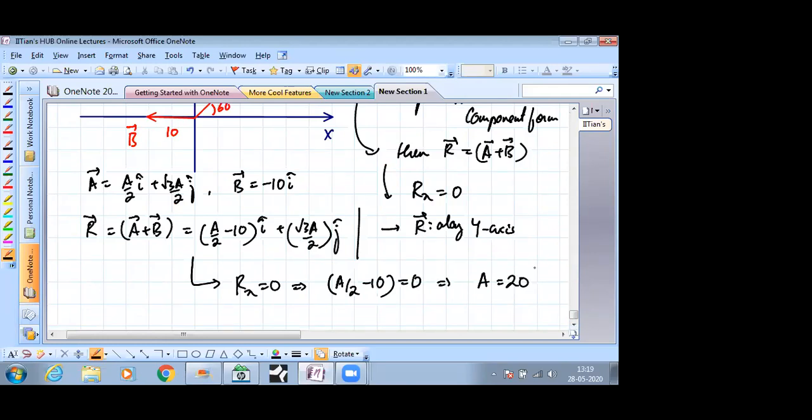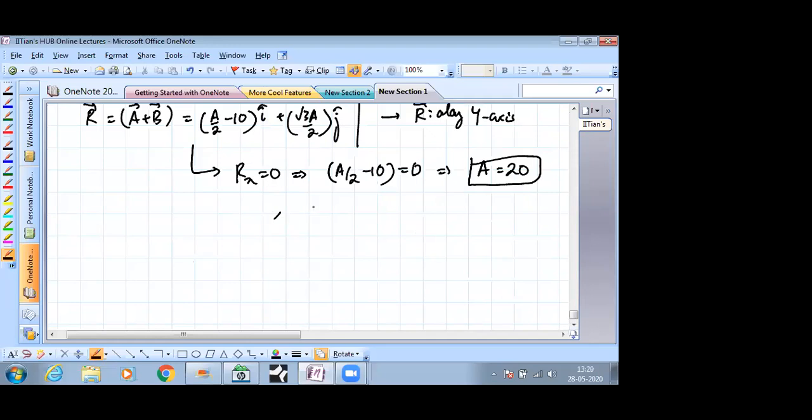So that's one thing. And then what about the resultant itself? So the moment the magnitude of A becomes 20, the resultant becomes just this term. It becomes root 3 by 2 A j cap, or the resultant itself becomes 10 root 3.